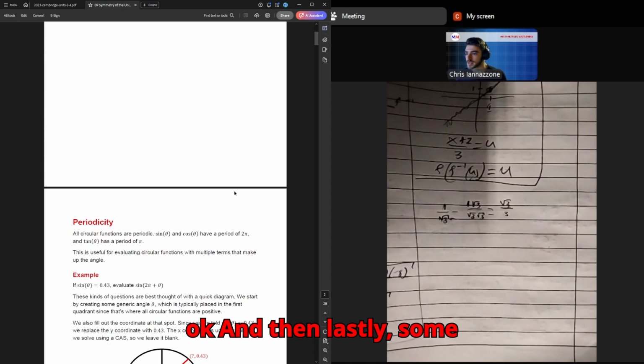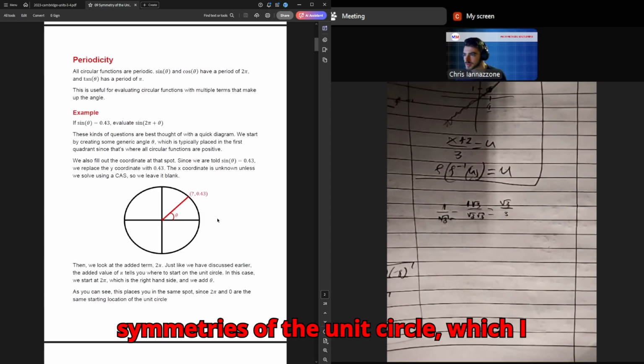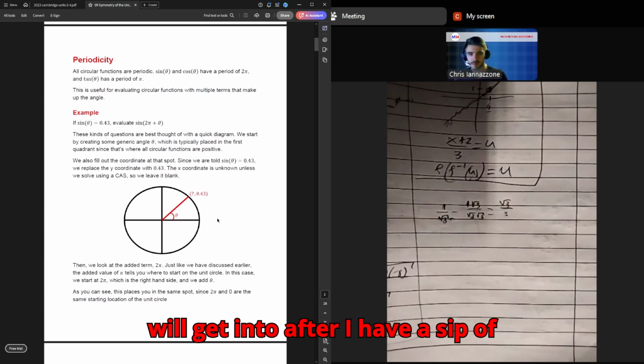Okay, and then lastly, some symmetries of the unit circle, which I will get into after I have a sip of water.